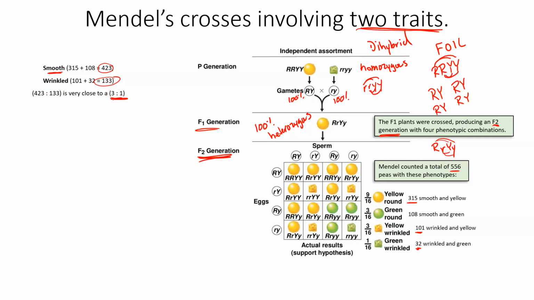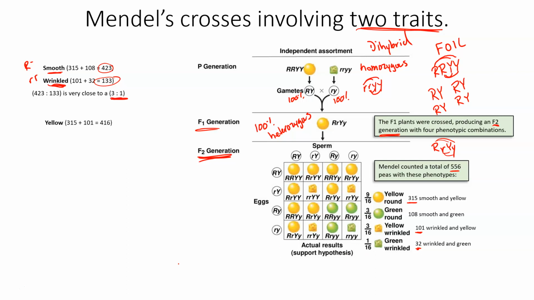Okay, why is that significant? Well, smooth to wrinkled is the dominant to recessive for the R trait, or the R gene. So big R was smooth, little r was wrinkled, and I can go little r because it had to be homozygous recessive in order to show wrinkled.